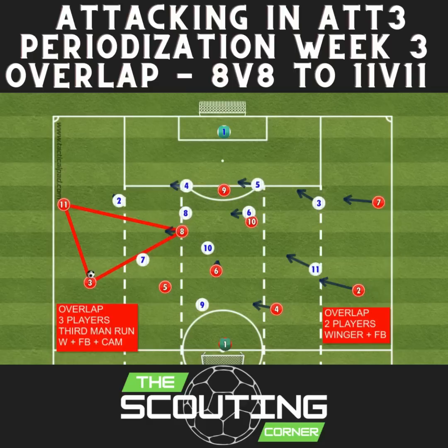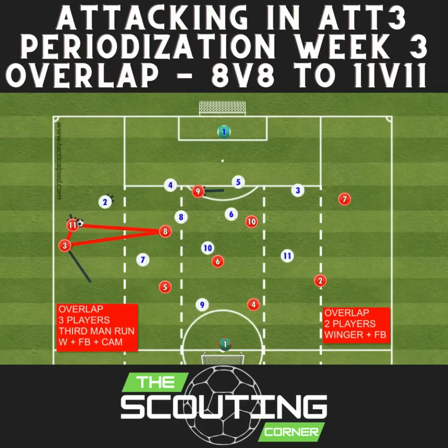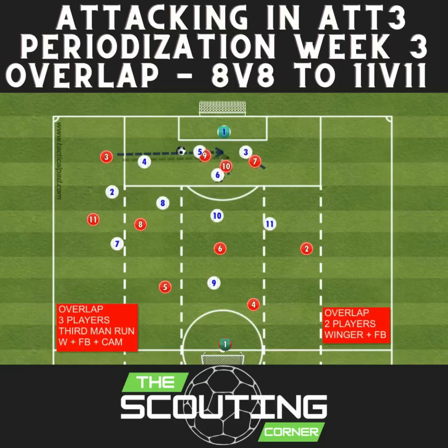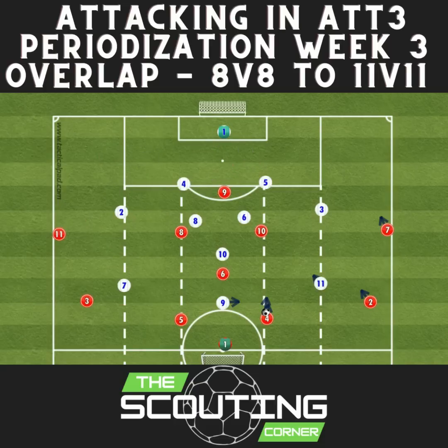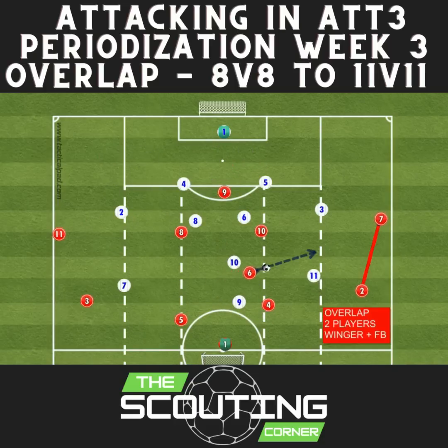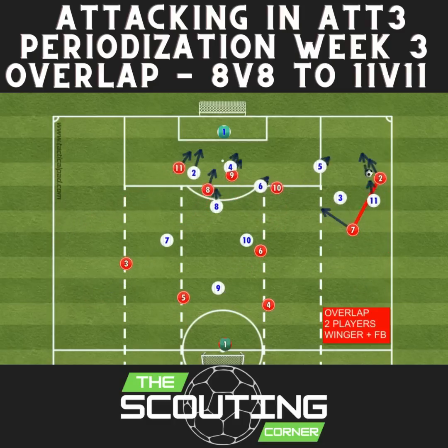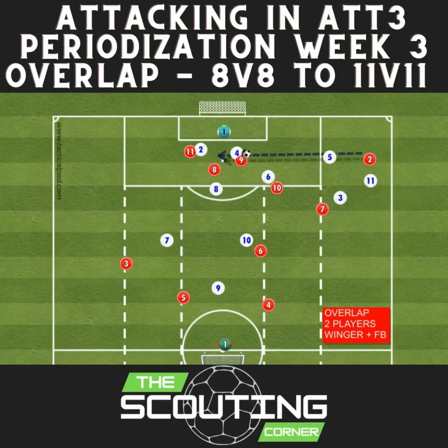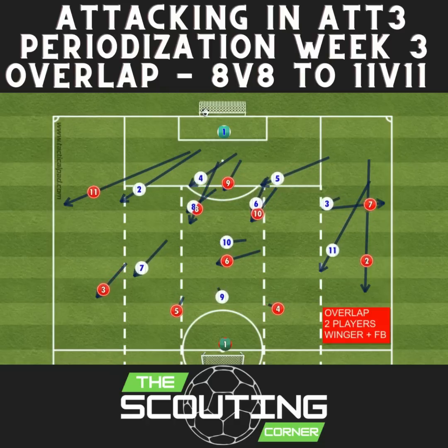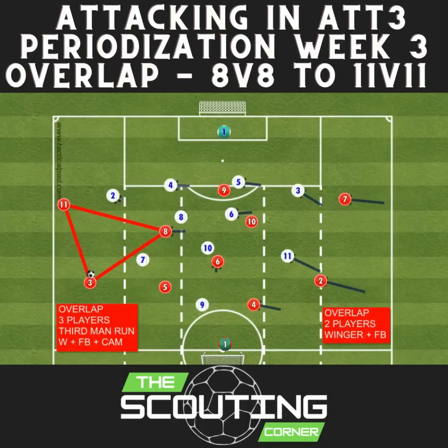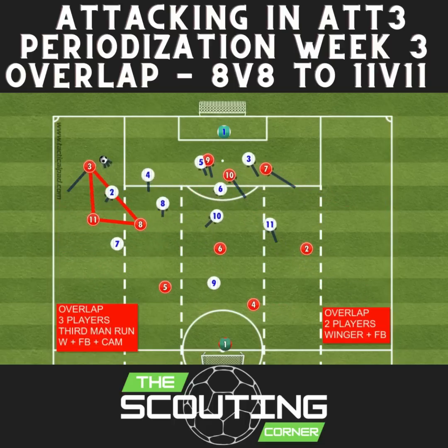So a little bit more in-depth breakdown now. So as you can see, the setup is a half field, full width, 11v11. So the in-depth breakdown of the overlap in soccer, again, one of the most effective tactics in soccer. So whether you're a coach, player, or just a soccer enthusiast, mastering the overlap can elevate your team's attacking game. I'll explore not just the basics, but also the finer details that make the overlap a game-changing strategy.